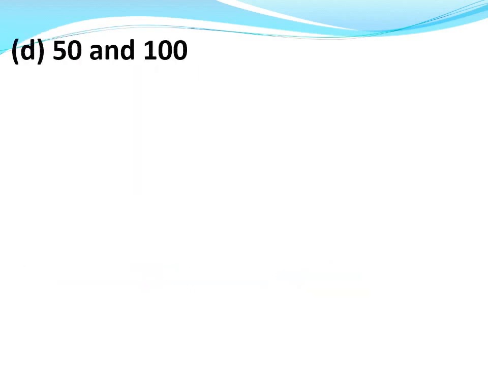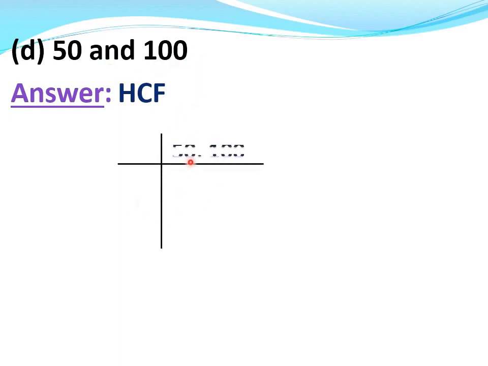Now D part, 50 and 100. We have to find the HCF and LCM by division method. Answer: HCF. First we will find the HCF of 50 and 100 by division method. Make lines like this. Write 50 and 100 here. Now factorize 50 and 100 by common prime factor. See, 50 and 100 are divisible by 2. Write here 2. See, 2 multiply 25 equal 50, 2 multiply 50 equal 100.